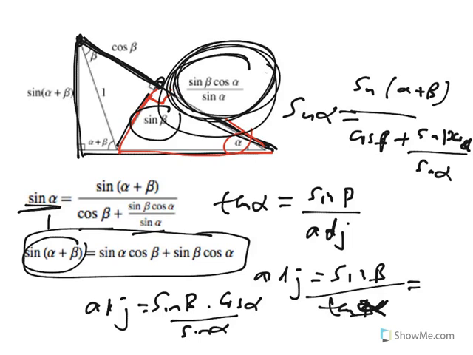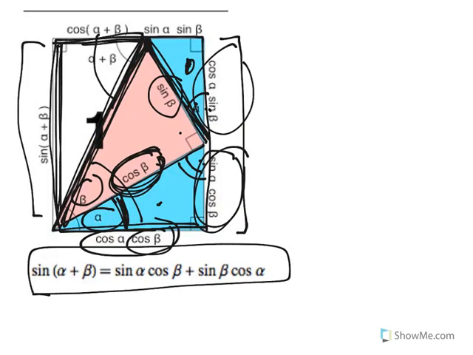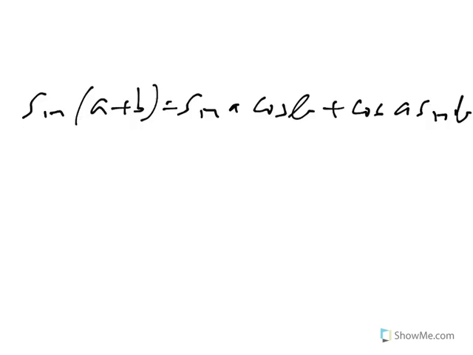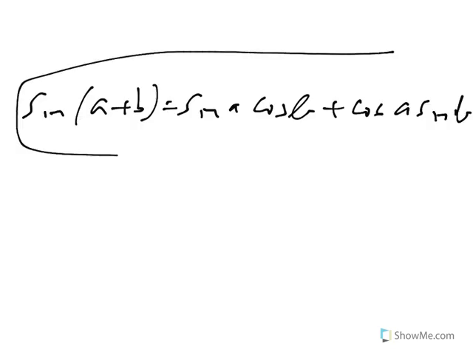Maybe there's some other way to get that. Well, the main takeaway from today's lesson, though, is the formula: sine A plus B equals sine A cosine B plus cosine A times sine B, and not sine A plus sine B.